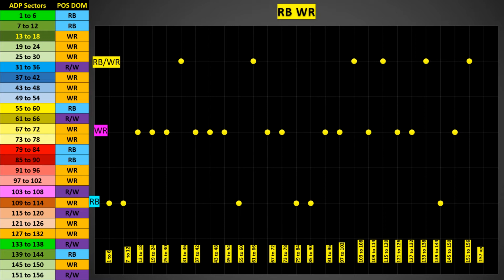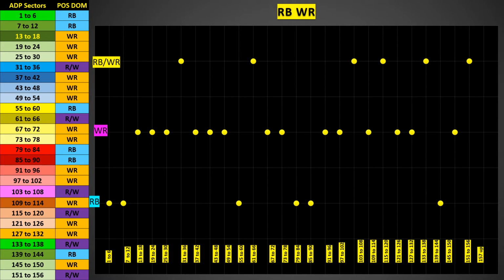I'm not saying you should go one or the other. I just think you need to be aware of what the tendencies are. Before you start your draft, think about this pattern, maybe even do a screenshot, print this out, and just see what's going on here in your league.